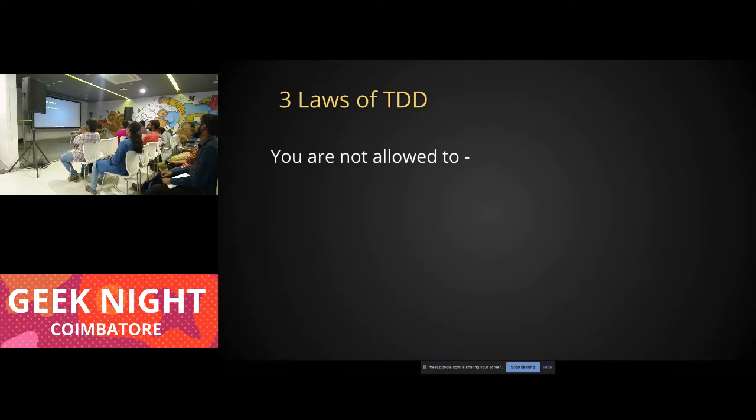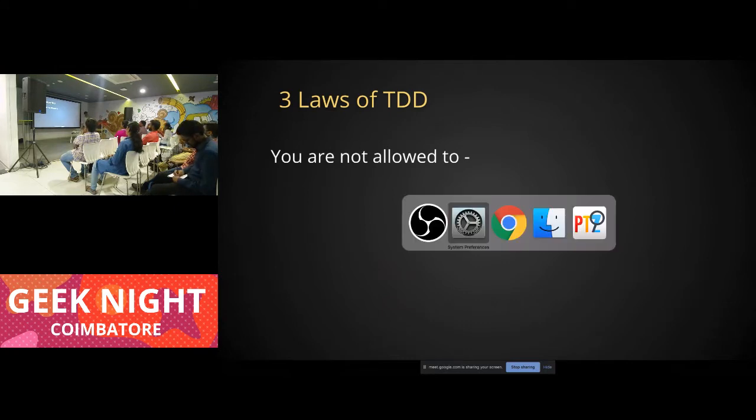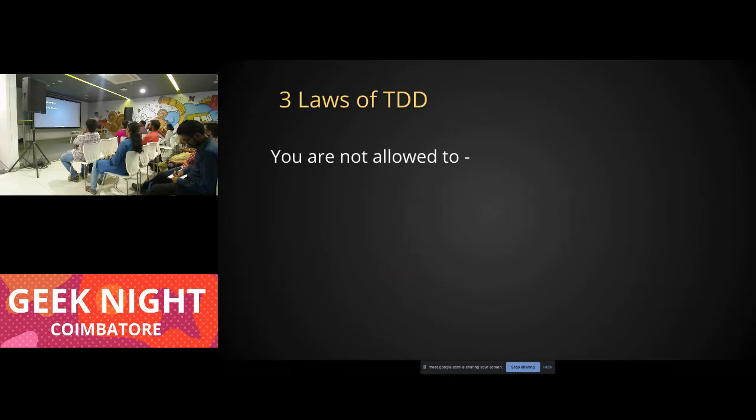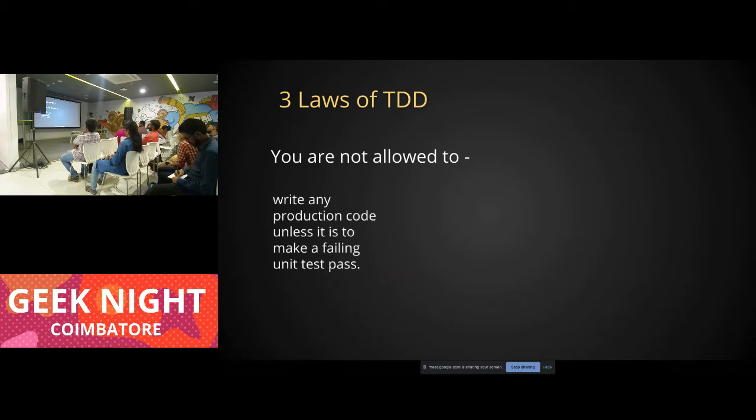So there are 3 laws of TDD which are mentioned by Uncle Bob. The first says that you are not allowed to write any production code unless it is to make a failing test pass. So we are not allowed to write more than what we need. That's what it means.